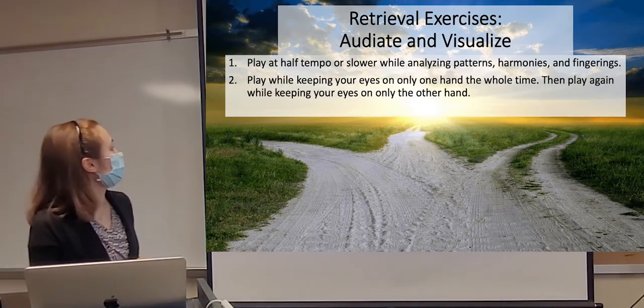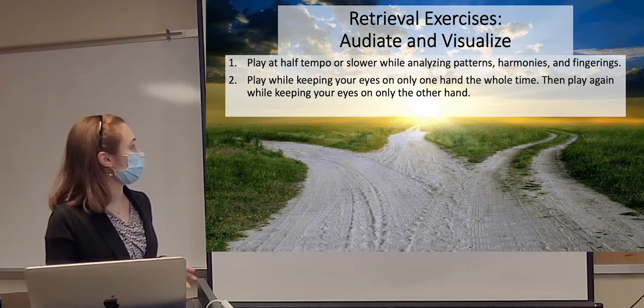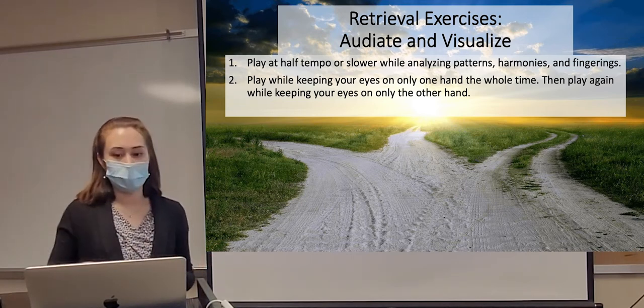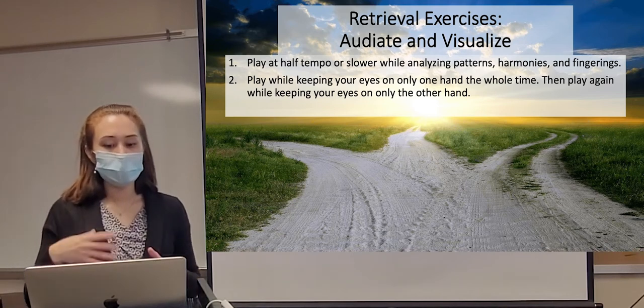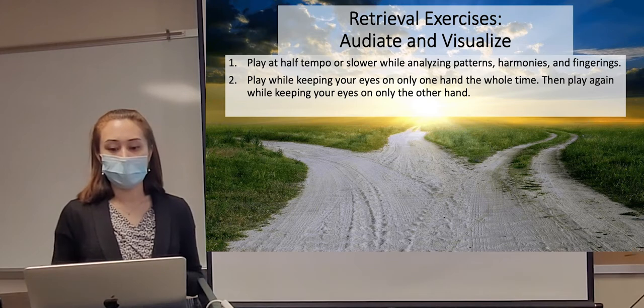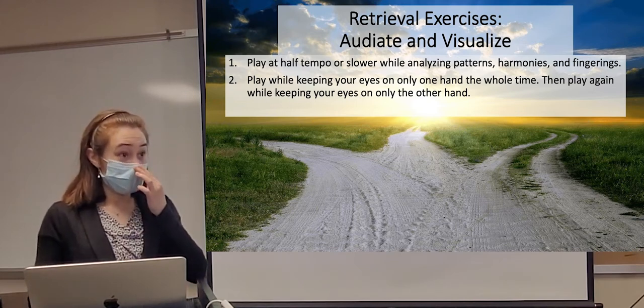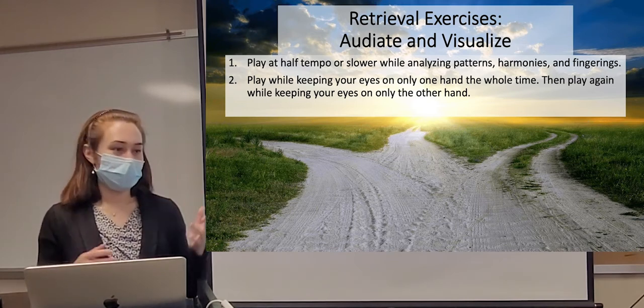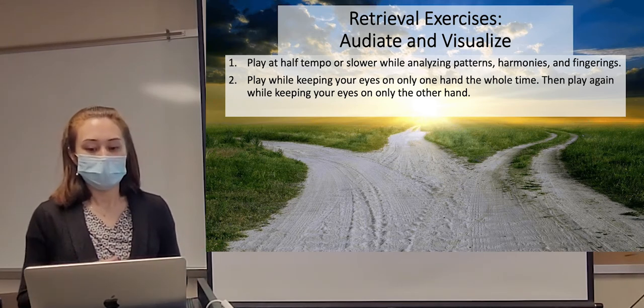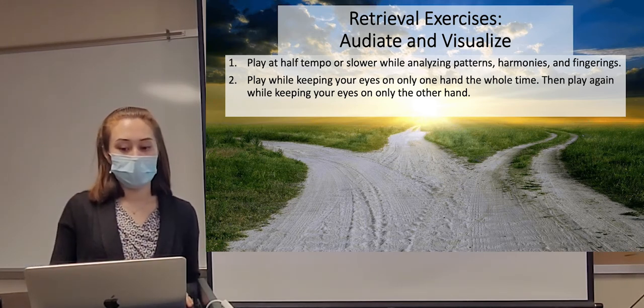Next, you can play while keeping your eyes on only one hand the whole time. Then play again while keeping your eyes on only the other hand. By doing this, you're disrupting what you usually look at when you're playing on autopilot. Often when we perform, our nerves cause us to look at the keyboard differently than when we're just practicing normally, so it's important to be able to visualize both hands.